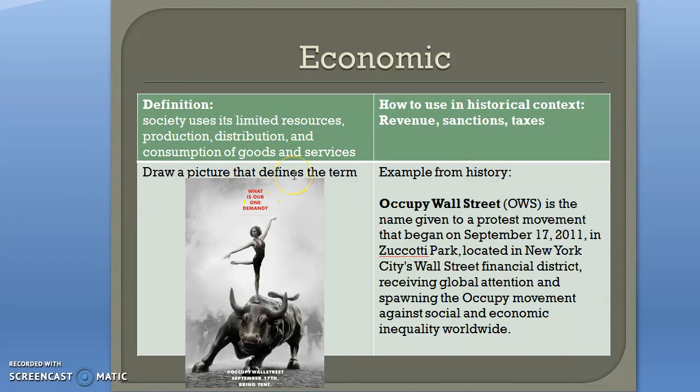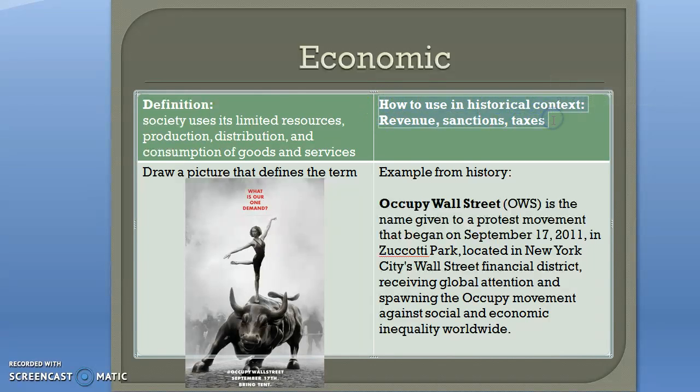Economics, because money makes the world go round. Society uses limited resources, production, distribution, and consumption of goods and services. The U.S. does not make much, but we are a big exporter of intellectual property. We are kind of number one in the filming industry. We do create a lot of the movies, a lot of the music. That's about it. We don't make much else anymore. We still make Etch-a-Sketch. So how do we use economics in the historical context?